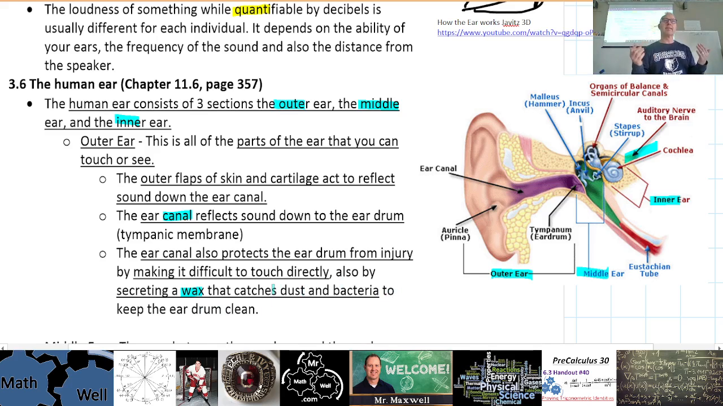So earwax, if you have a buildup of earwax, some people do, it's something your body naturally generates, and it's meant to flow out of your ears because it's sticky and gross, but it catches dust and bacteria that's trying to work its way into your inner ear. And sometimes you have an ear infection, right? If your ear hurts, you have an ear infection. Things get in there and mess up your inner ear, but the earwax is supposed to pull things out.